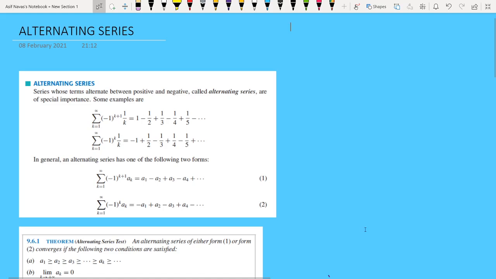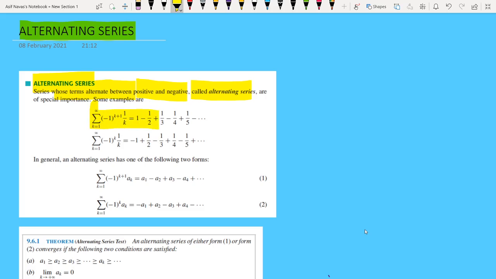So, alternating series. Series whose terms alternate between positive and negative are called alternating series. That means if the first term is positive, the second term will be negative, the third term positive, the fourth term negative, or if the first term is negative, then the next term will be positive. Such a series is called an alternating series.